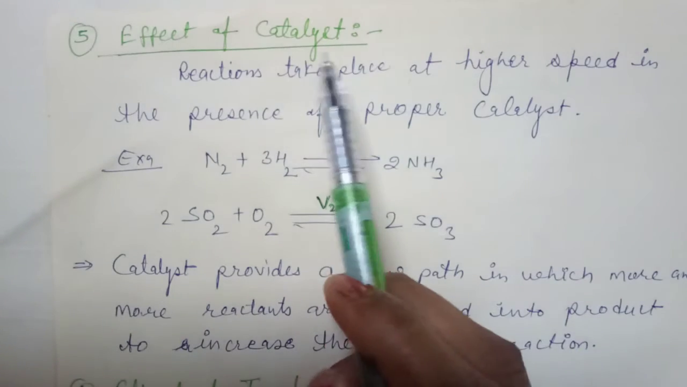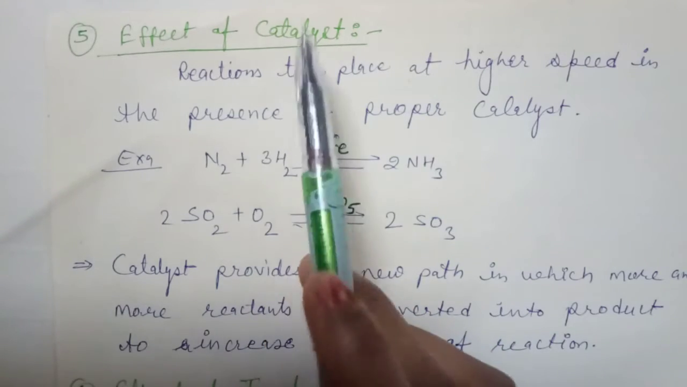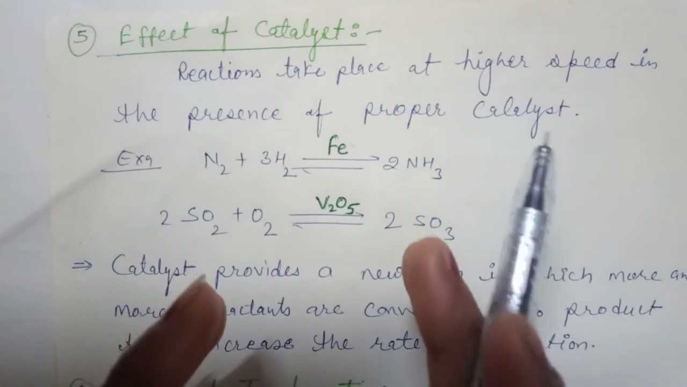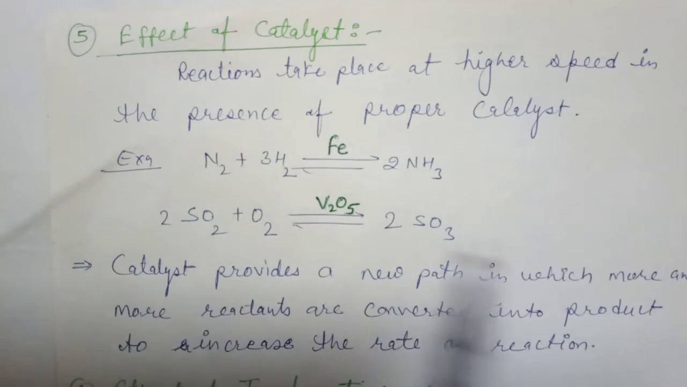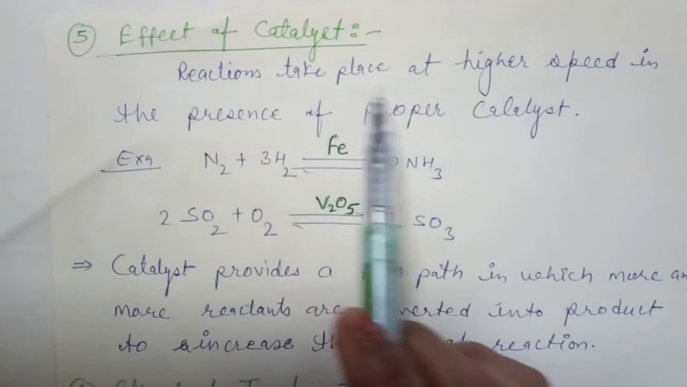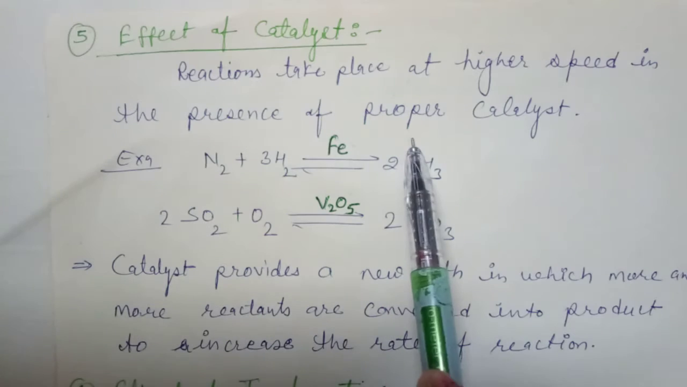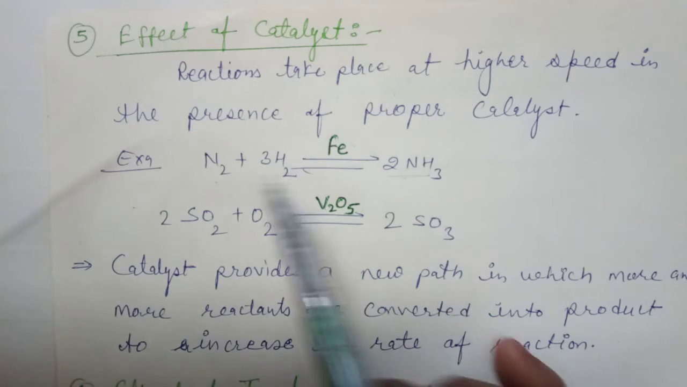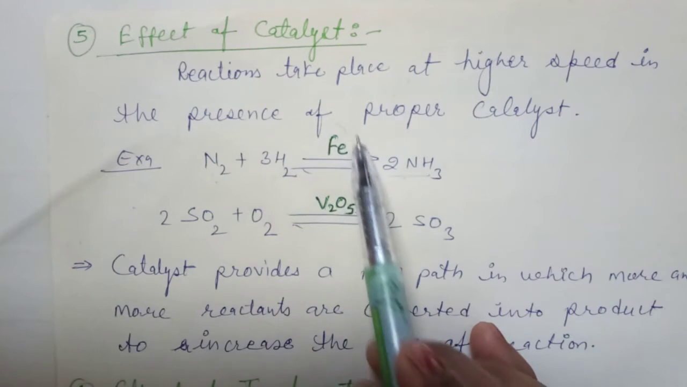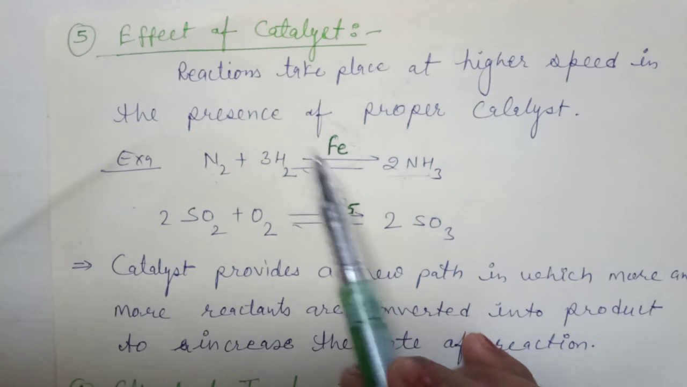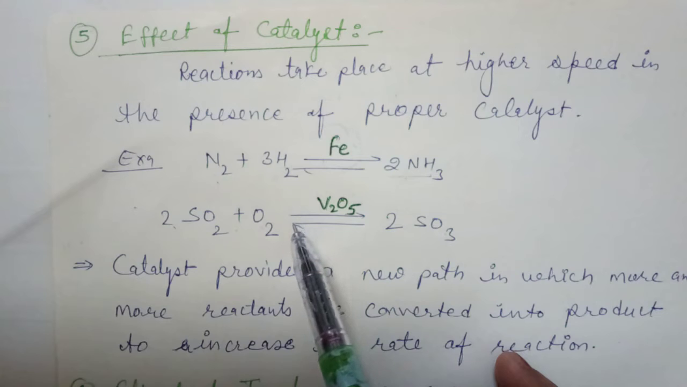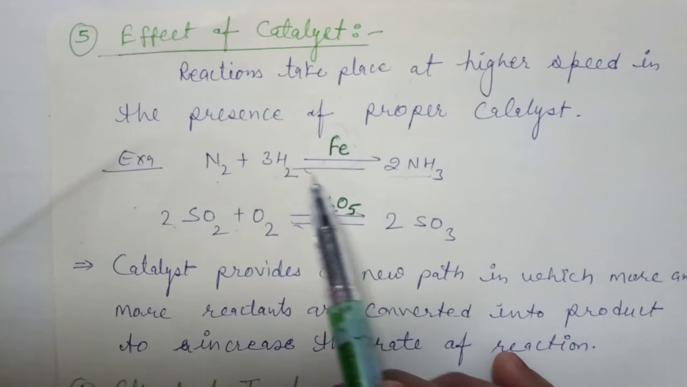The next factor is the effect of catalyst. A catalyst is a substance which increases the speed of the reaction without taking part in the reaction. So the reaction takes place at higher speed in the presence of a proper catalyst. For example, when ammonia is formed from N2 and 3H2, Fe, meaning iron, is used as catalyst. The oxidation of SO2 into SO3 takes place in the presence of V2O5.